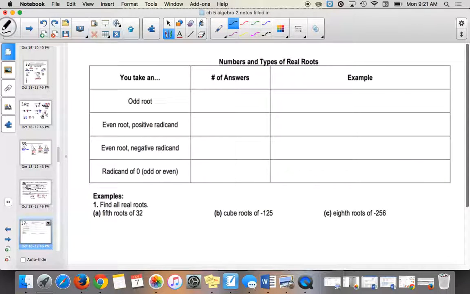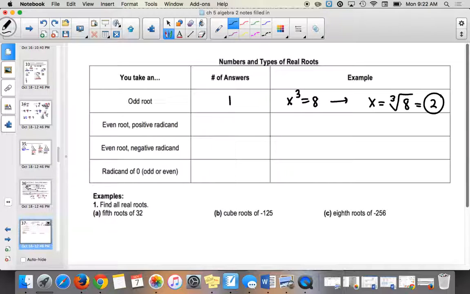Okay, so numbers and types of real roots. So let's say that you take an odd root. So you're solving an equation, you take an odd root. How many answers would you have? Would I do a plus or minus? Yeah, it would just be one answer, right? I would not do a plus or minus. So there's one answer. So if I had like x cubed equals 8, that means that x is equal to the cube root of 8, which is 2, right? There's one answer. Not plus or minus 2.